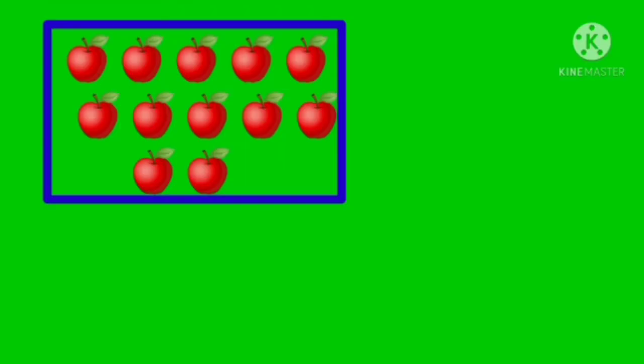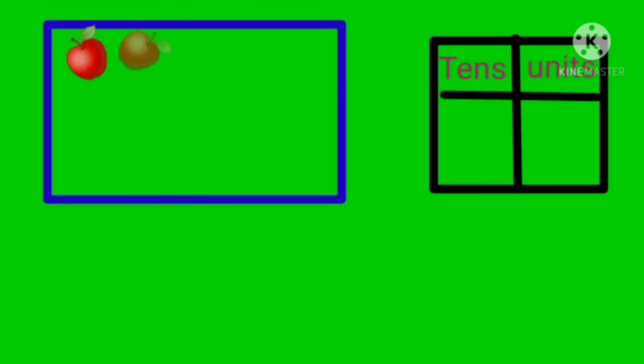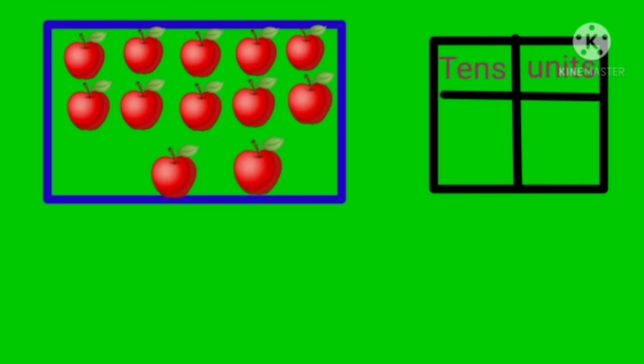Let us count and write the number of these apples. 1, 2, 3, 4, 5, 6, 7, 8, 9, 10, 11, 12. Yes, 12 apples are there.